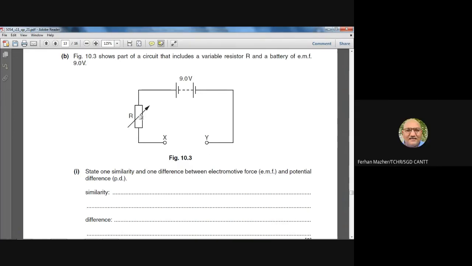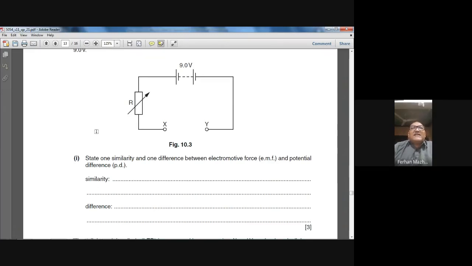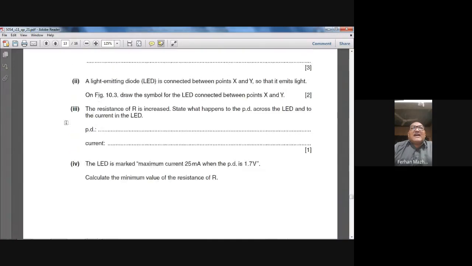When you increase the resistance of this variable resistor, the total resistance of the circuit will increase. So the current coming from the battery will decrease, and the current flowing through the LED will decrease. So it was asking two things: what happens to the potential difference across the LED, and what happens to the current. The potential difference across the LED will decrease and the current through the LED will also decrease. It's a 1 mark question.